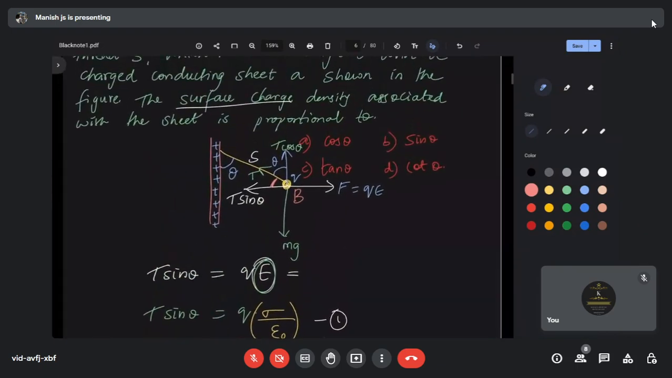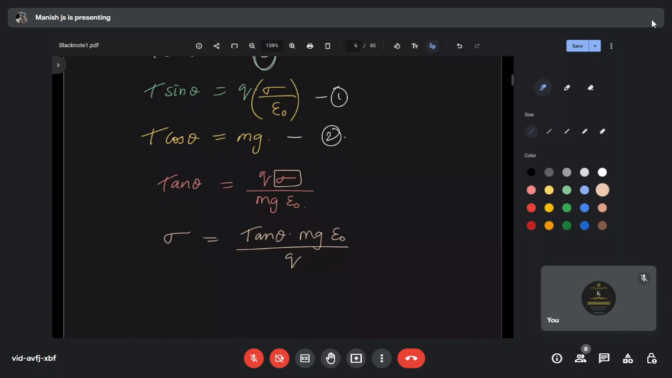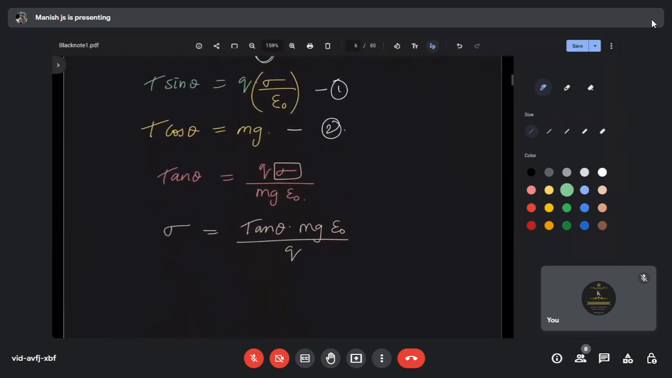As per the question, what are they asking? They are asking for the surface charge density, so keep sigma on one side and shift all the remaining terms to the other side. What do you get? Sigma is equal to tan theta, mg, epsilon naught, the whole divided by Q. So what is sigma proportional to? Surface charge density is proportional to what? Tan theta. Exactly.